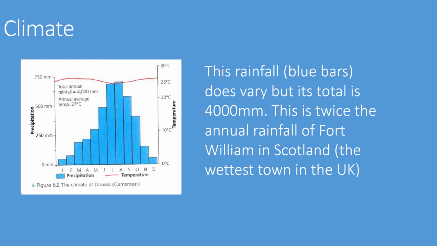Rainfall does vary a lot more, and this is typical of a rainforest. You tend to have a sort of season where it's wetter and a season when it's drier. But when you look at the total, 4,000 millimeters is still very high. And it's actually twice the annual rainfall of Fort William, which is the wettest town in the UK. So you might think it's wet, if you've ever been out that way, Lake District, Scotland, they do get a lot of rain, but nothing like what you get in the rainforest.